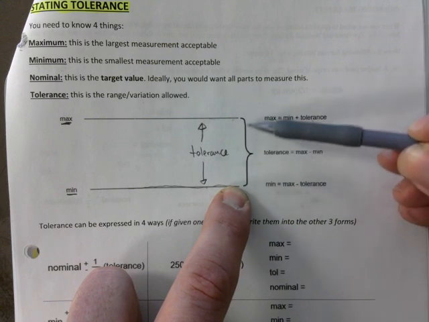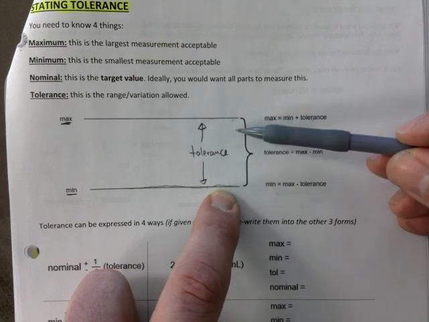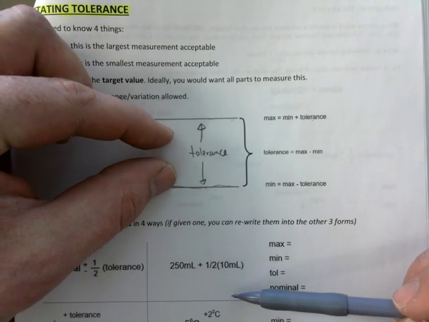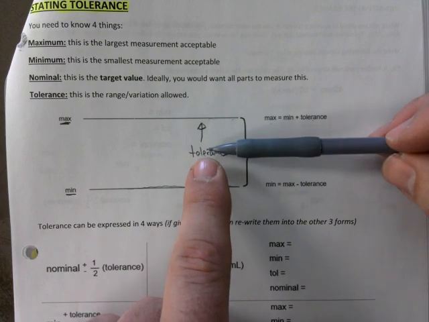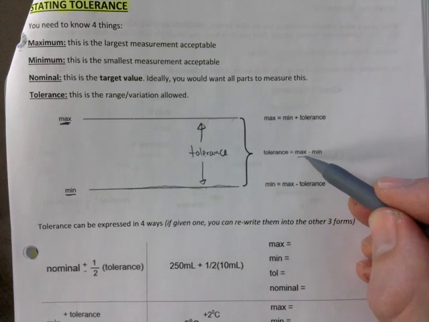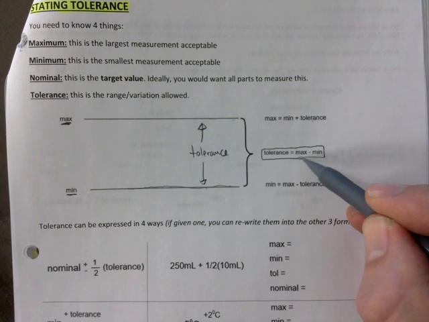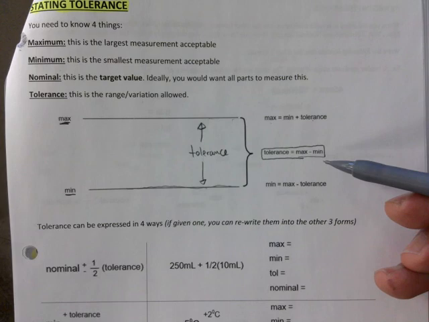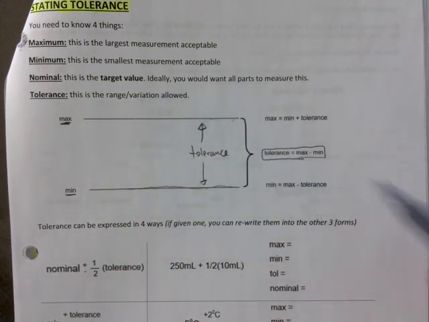If you want to know what that tolerance is, make sure you pay attention, right? If you want to know what this gap is, because depending on the industry, it might be small or big. It depends on what the industry is. So this gap could be really small or really big. It depends, okay? But you would just go max minus min. This is the formula for the definition of tolerance, right? It's the range or variation allowed. So if you go max minus min, that's the tolerance.